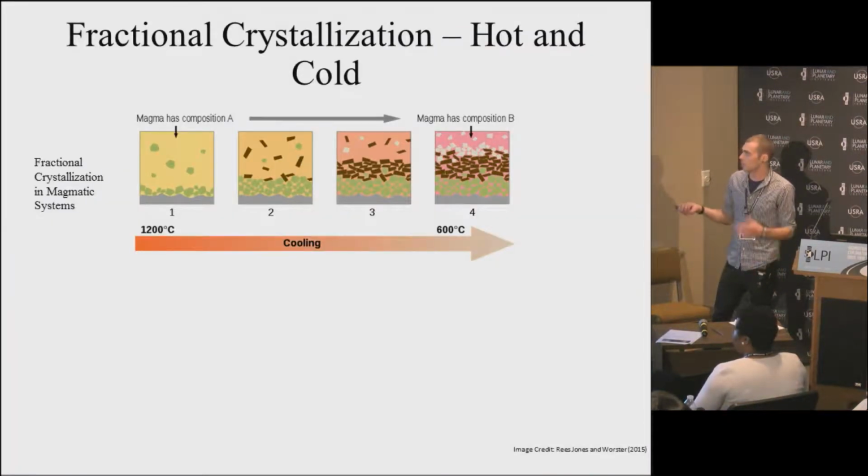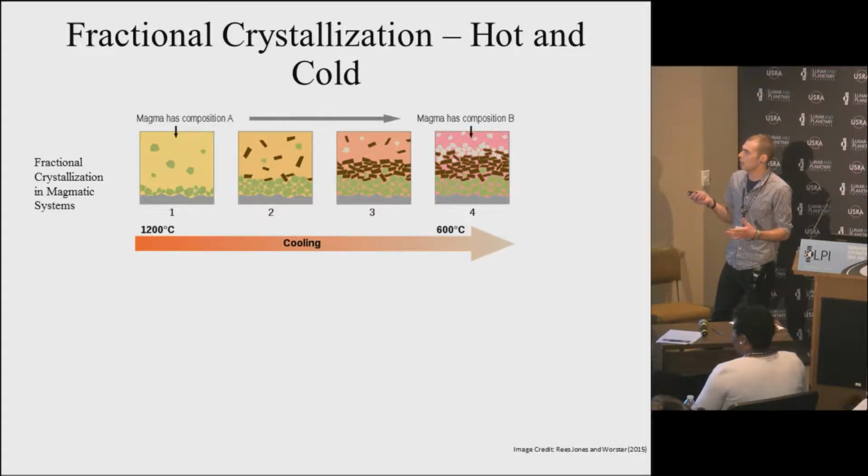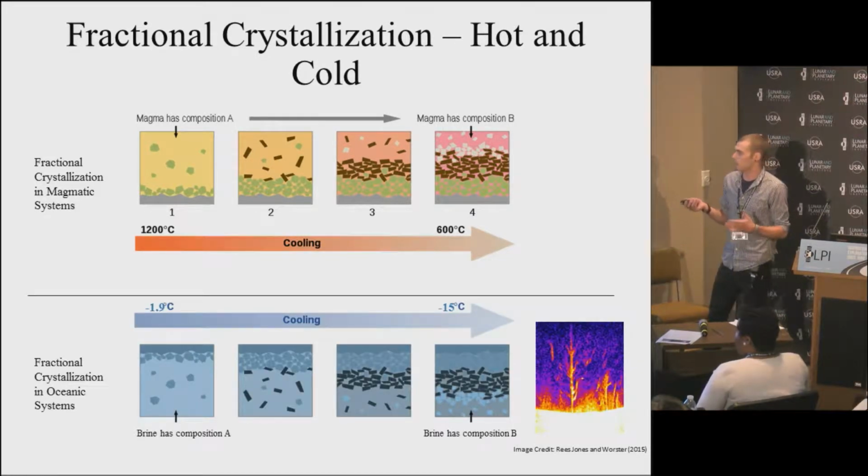The idea here comes from the magmatic system, where once you start cooling down melt, it starts to solidify and fractionally crystallize, and you'll have sedimentation. So you have a porous, slushy layer with an ever-evolving pore fluid in it. And the same thing can happen for oceanic systems.